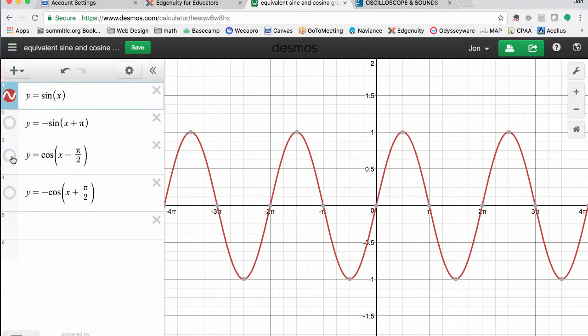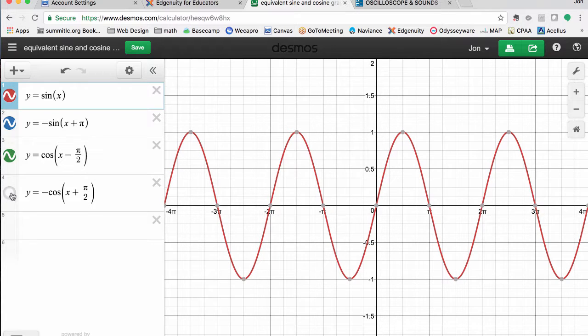And finally, cosine. I can put a negative in cosine, but if I shift it, instead of negative 90 degrees, I can shift it the positive 90 degrees, or pi over 2, and it still looks the same. So that gives you an idea of how phase shifts and how applying negatives can really make sine and cosine become really the same graph.